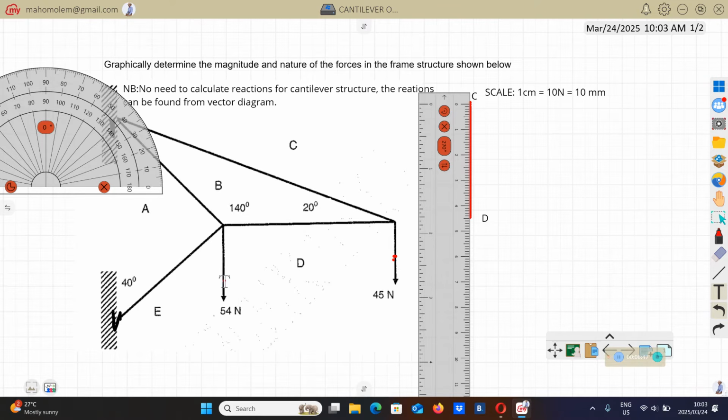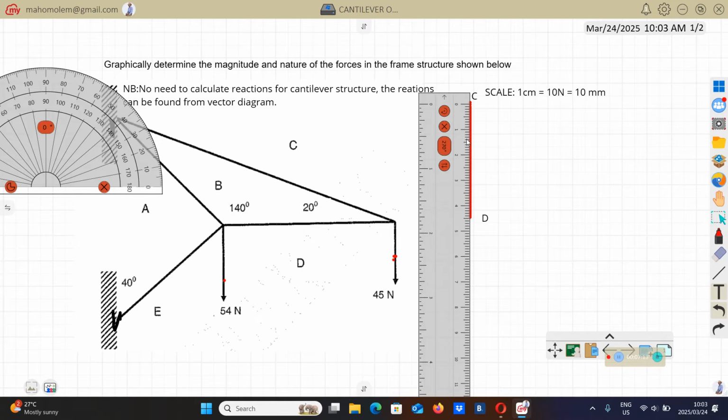Now from there you come to this force. This force is going down as well. Then we're going to draw a line parallel to this going down. So according to scale, 54 Newton will be equal to 5.4 centimeters. Then from here you'll go down and measure a length of 5.4 centimeters.